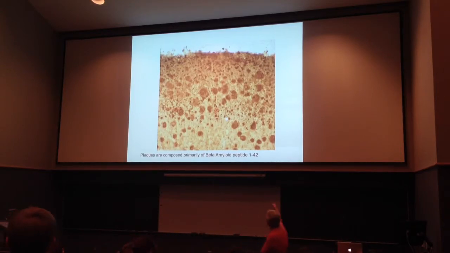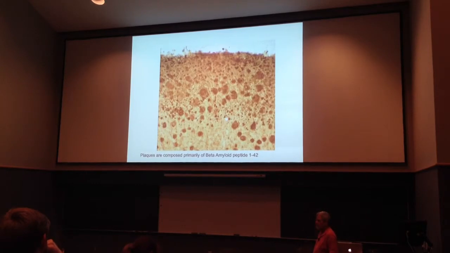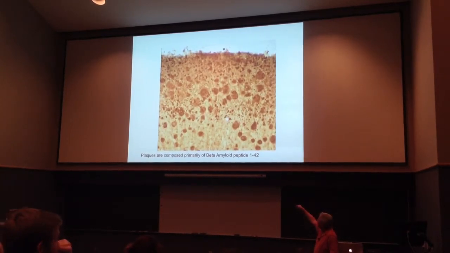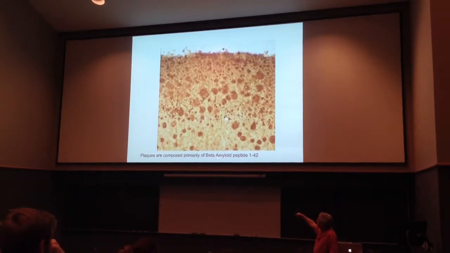So this is a picture of the cerebral cortex in somebody's brain, and all of these big brown things are what we call the plaques. So these are plaques in the cortex, the cerebral cortex, when you have Alzheimer's disease. And these plaques, as it says here, are made up primarily of a protein that's called beta amyloid. It's not a protein, it's a peptide.